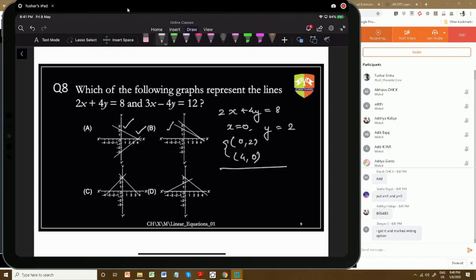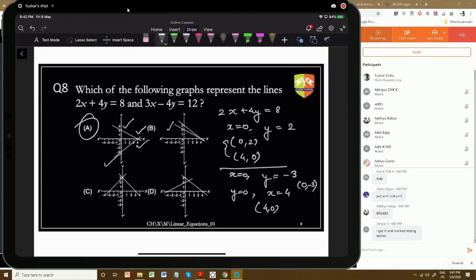3x minus 4y is 12. Put x equals to 0 again. You'll get y is equal to minus 3. And put y equal to 0, you'll get x equals to 4, right? So (4, 0) and (0, -3) are the other two points. So (4, 0) is here and (0, -3). So A is the answer.